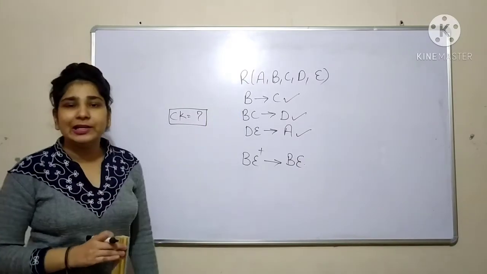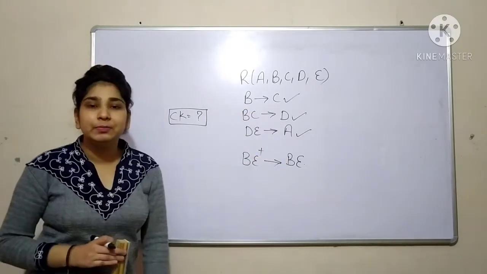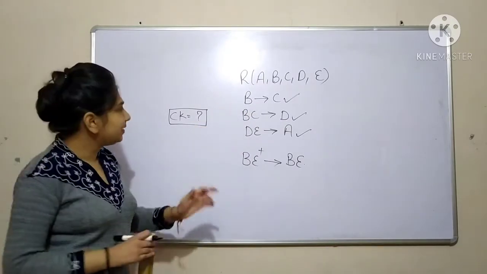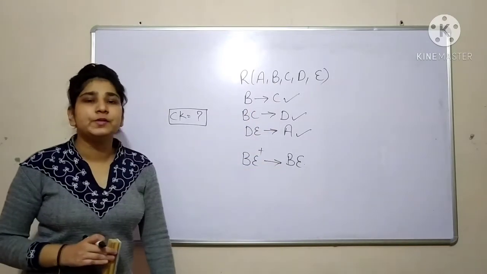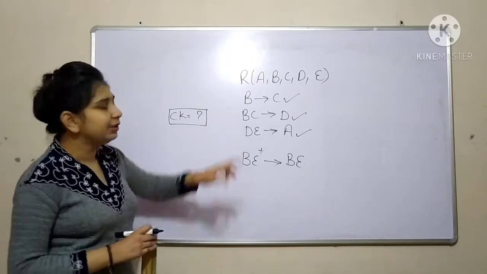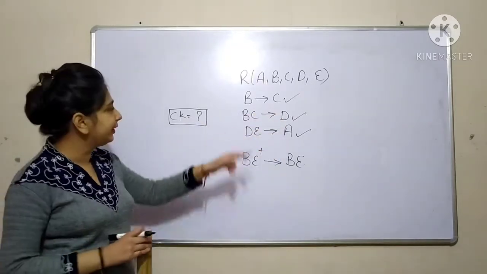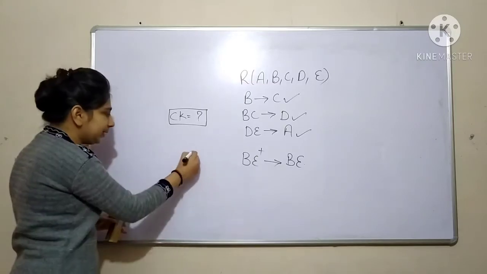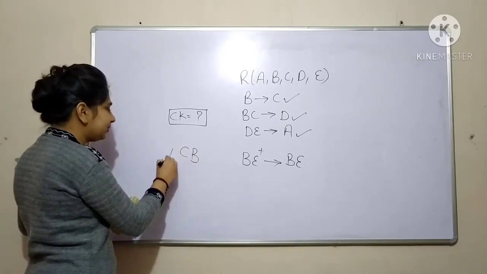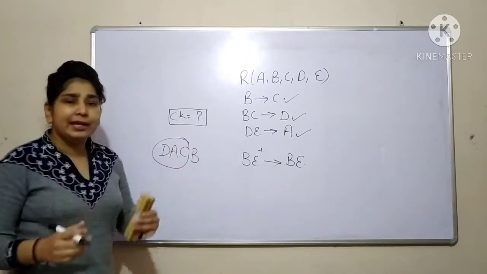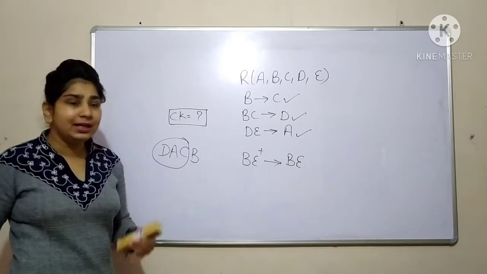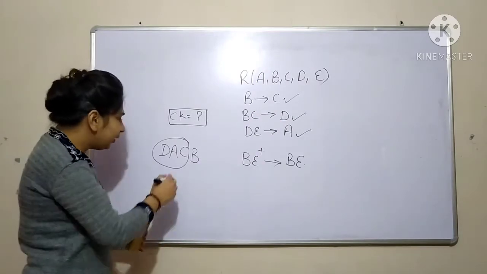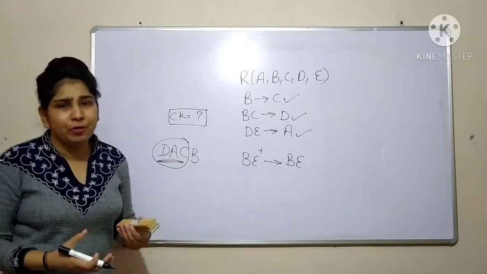If you look at this functional dependency, B is able to determine the value of C. Alone, the B attribute is sufficient to determine the value of C. If I give you any value of B, you can get one value of C corresponding to that value of B. But if I add any number of attributes to B, let's suppose A, C, D, any number of attributes, it would still be able to determine the attribute C.